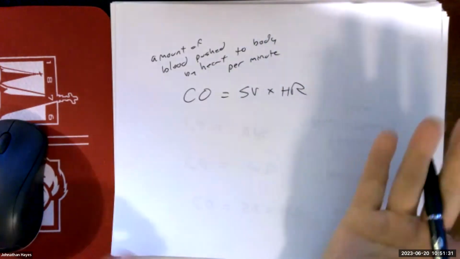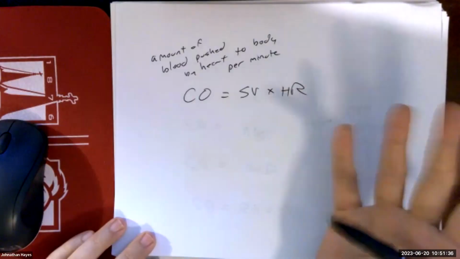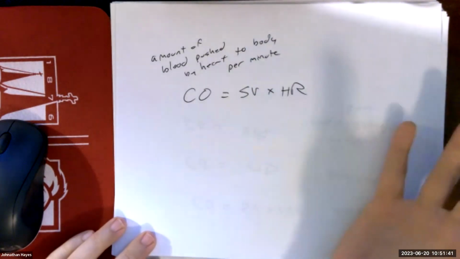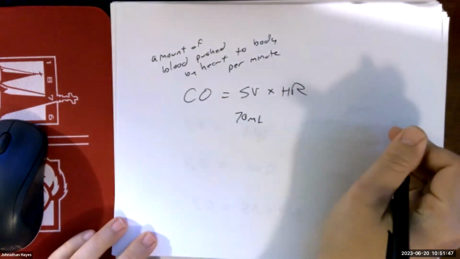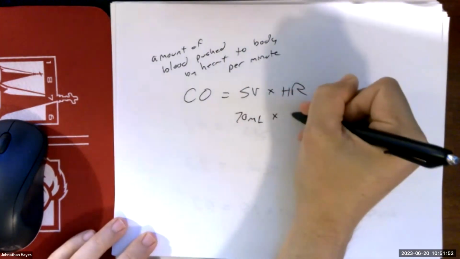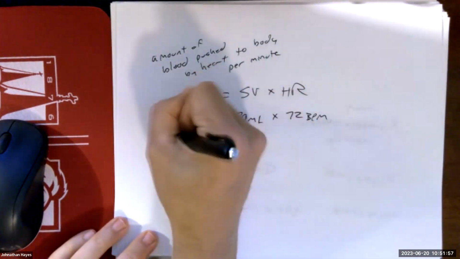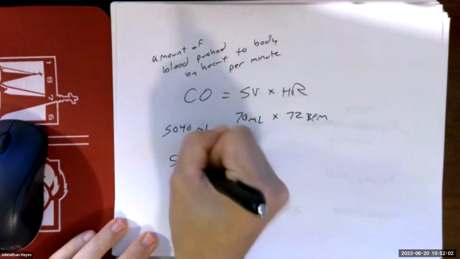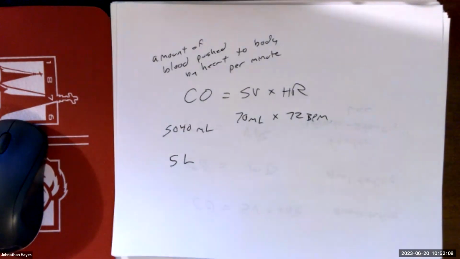So normal, if I am, say, 160, 170 pounds, or a 70 kilogram male, then my stroke volume is going to be about 70 milliliters. Okay, so about a milliliter per kilogram. My normal resting heart rate is about 72 beats per minute. When you multiply those two together, that gives you about 5,040 milliliters, which is basically the equivalent of 5 liters. So when they ask you what's normal cardiac output, about 5 liters. That's where that number comes from.